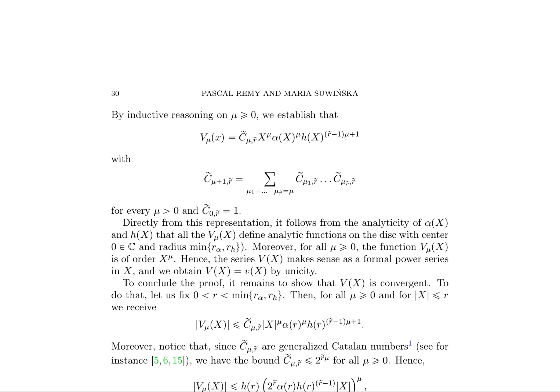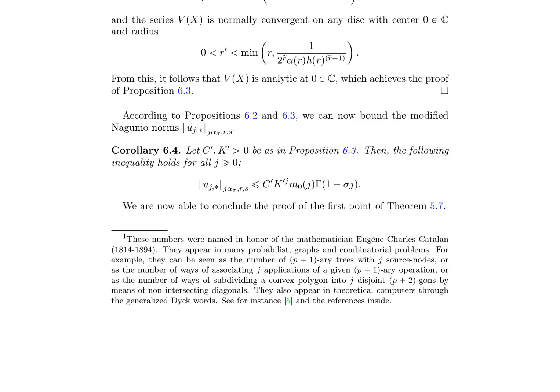The implications of Propositions 6.2 and 6.3 are then used to bound the modified Nagumo norms, U_{j,j}. Specifically, Corollary 6.4 states that U_{j,j} is less than or equal to C1 K1^j M_0 (pj)! q^{gamma p+1 sigma j q} for all j greater than or equal to 0. Finally, this result enables the completion of the proof of the first point of Theorem 5.7.